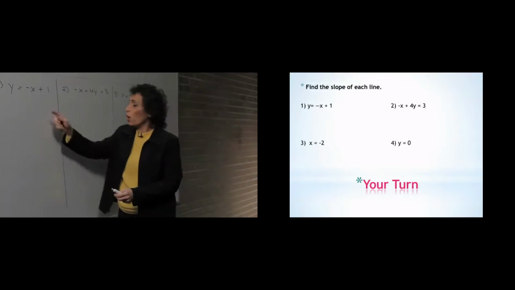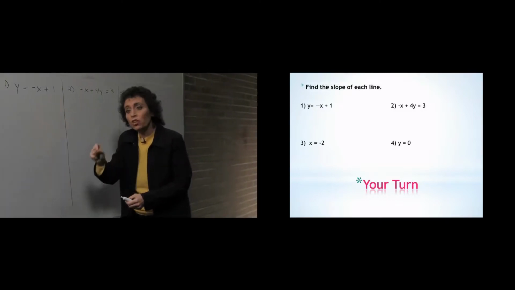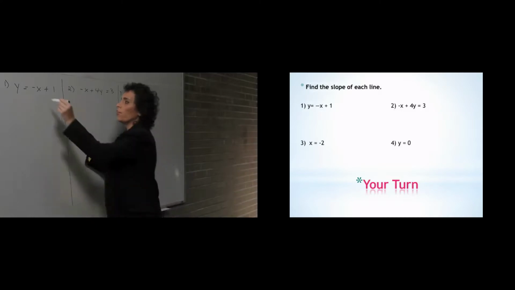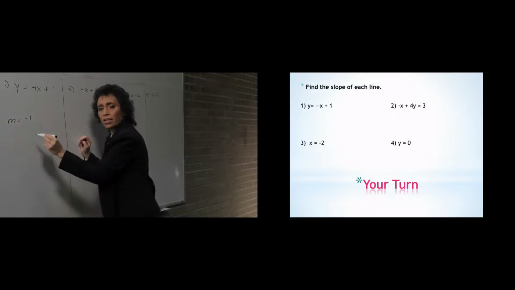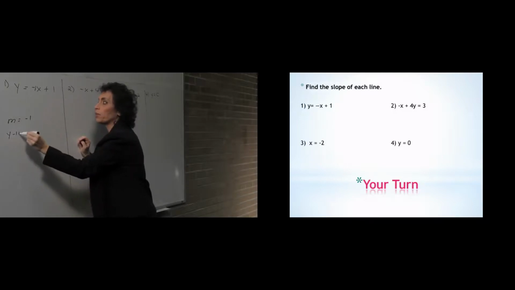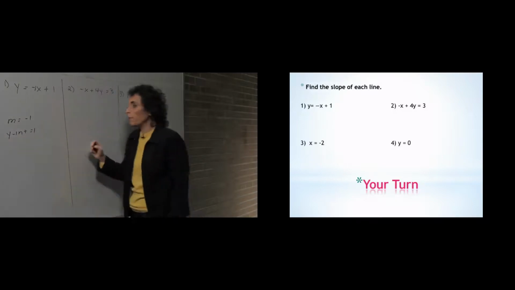Here we go. Y equals negative x plus 1. That already is solved for y. No real work here. There's a negative 1 here that you don't see. So the slope is negative 1. And freebie, y-intercept is 1. Okay? Let's take a look at this.